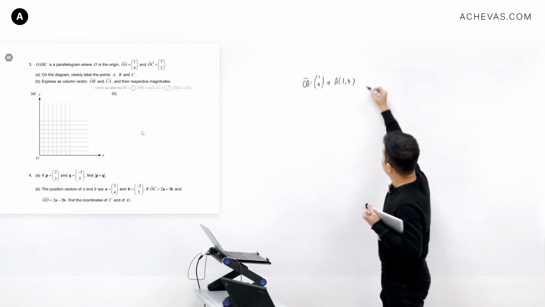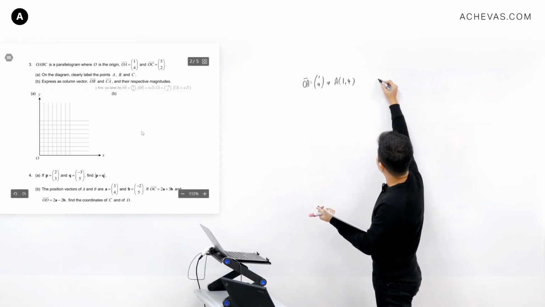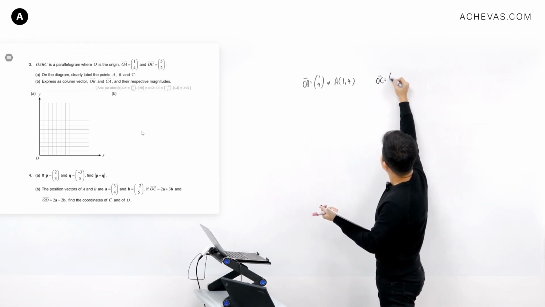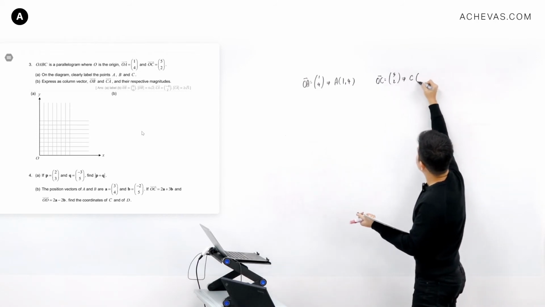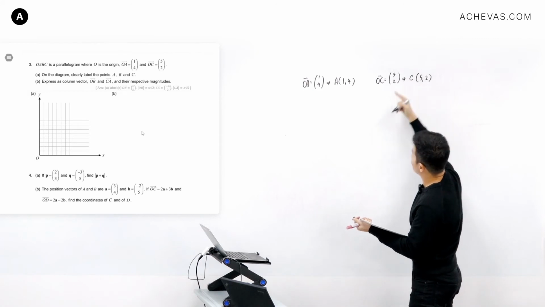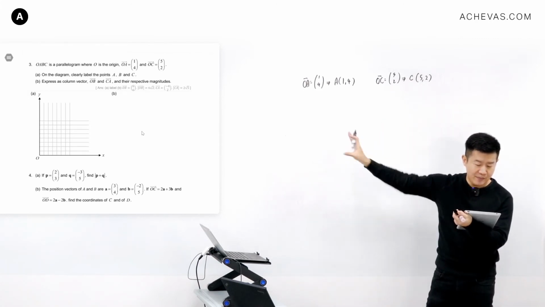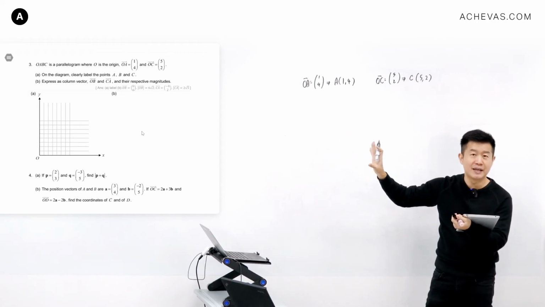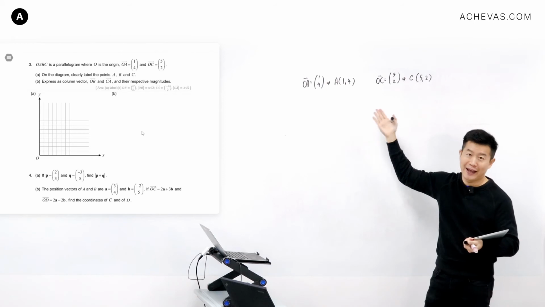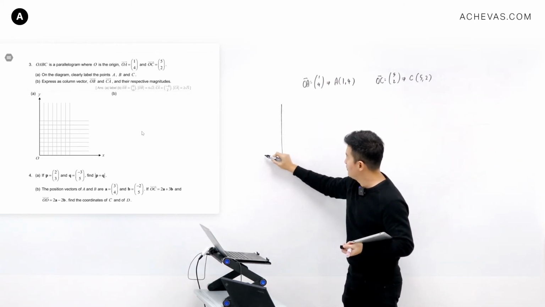Similarly, we are given OC as 5, 2. So OC, this is 5, 2. This tells us that the coordinates of C is 5, 2 because we are looking at a position vector. On the diagram, we want to clearly label A, B, C. I'm definitely going to do A and C first. So let me sketch out the diagram.